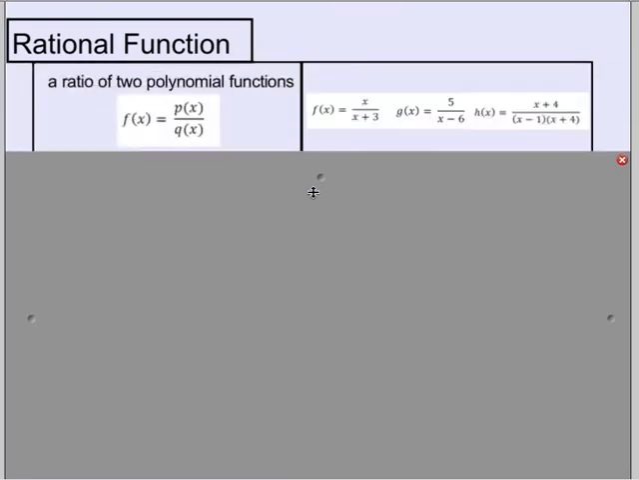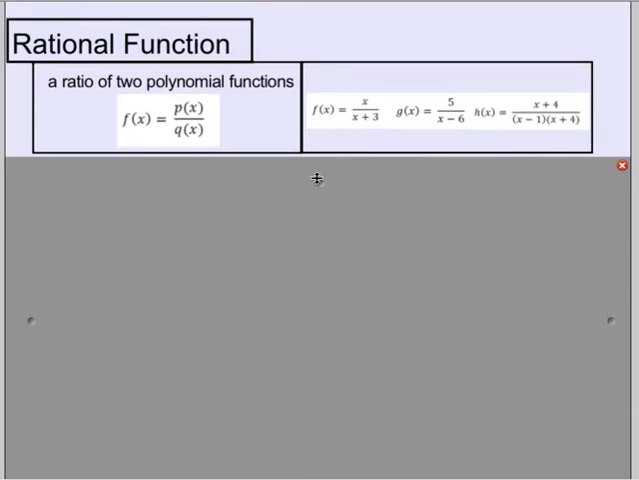So a rational function is a ratio of two polynomials. If I have f of x equal to a polynomial over a polynomial, then that is a rational function. It has to have that ratio. So we have some examples here: f of x, g of x, and h of x. These are all examples of rational functions. We have a polynomial in the numerator and the denominator, which makes it rational.